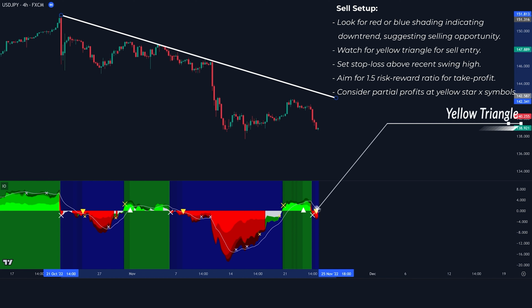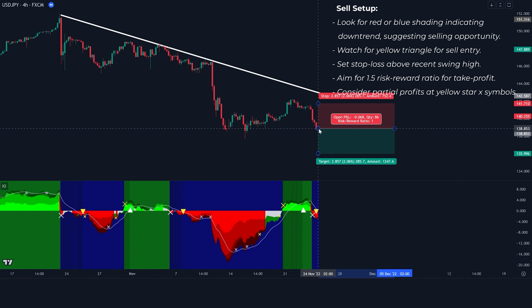Keep an eye out for the appearance of a yellow triangle. This symbolizes a potential sell entry signal generated by the Ichimoku Oscillator. You can initiate a sell position on the candle following the formation of the yellow triangle.